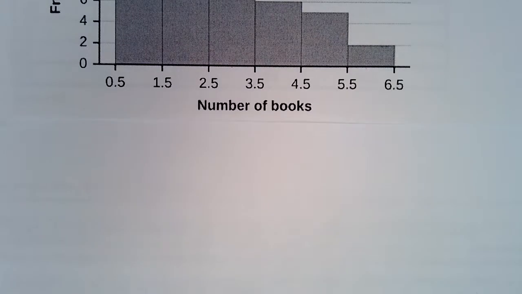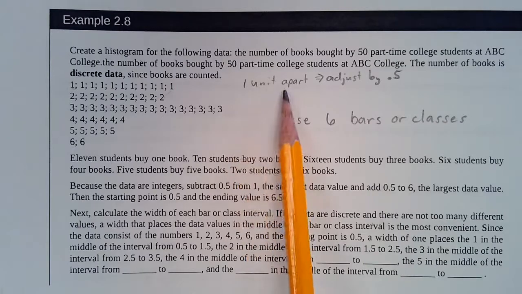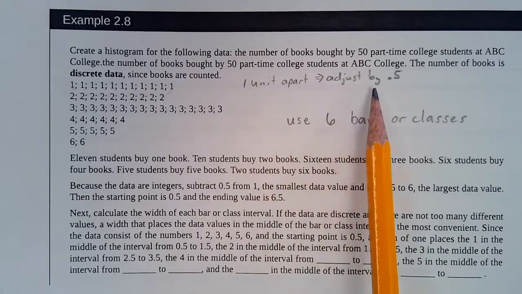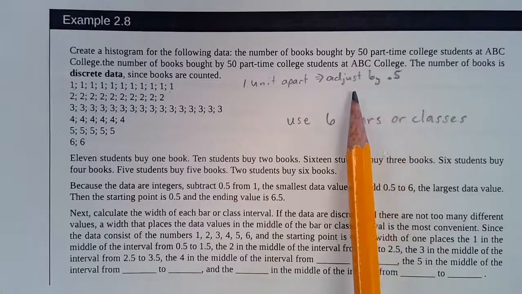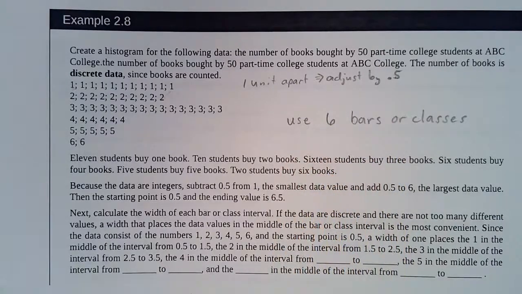So that is our adjusted starting and ending point for our x-axis on this histogram. All right, so because our values were 1 unit apart, we're going to adjust the starting point by 0.5 and the ending point by 0.5. All right, so now we have to find out the width of our bars.